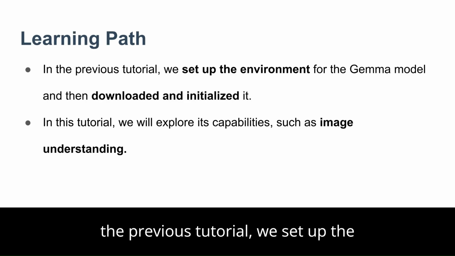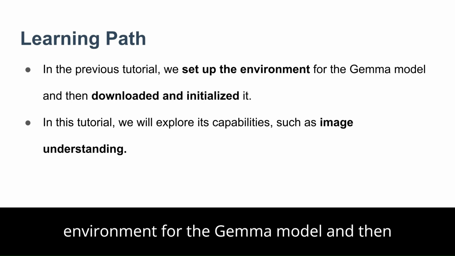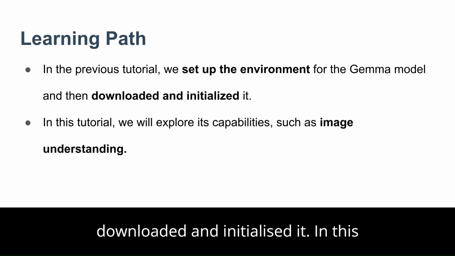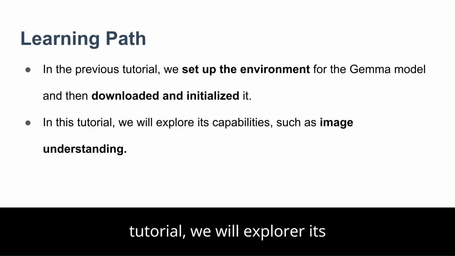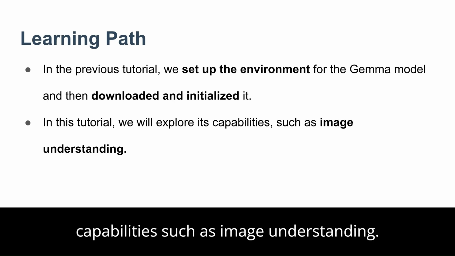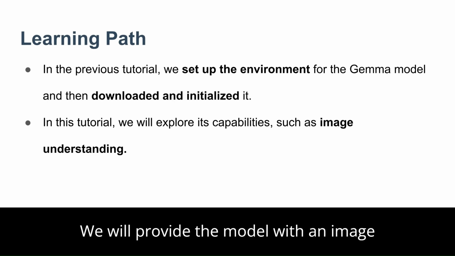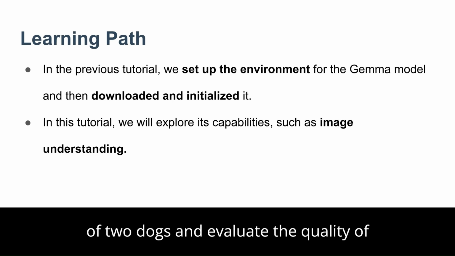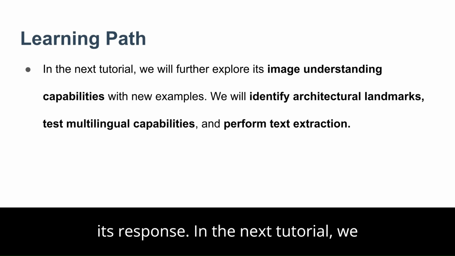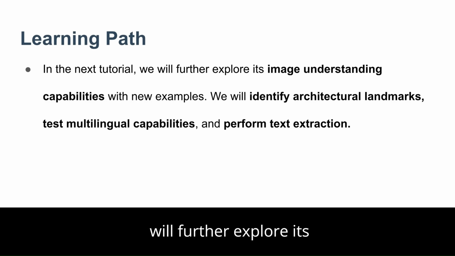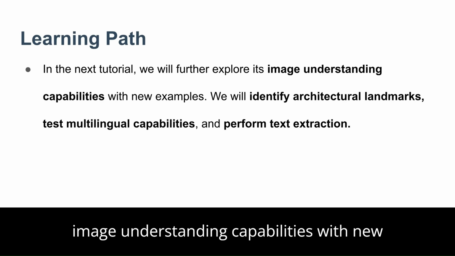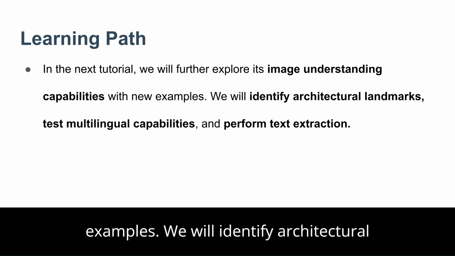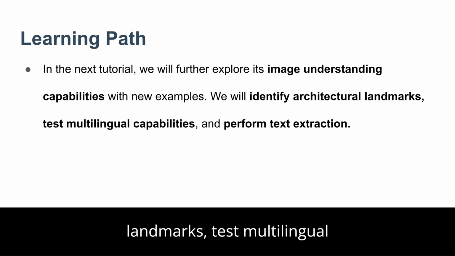In the previous tutorial, we set up the environment for the Gemma model and then downloaded and initialized it. In this tutorial, we will explore its capabilities, such as image understanding. We will provide the model with an image of two dogs and evaluate the quality of its response. In the next tutorial, we will further explore its image understanding capabilities with new examples. We will identify architectural landmarks, test multilingual capabilities, and perform text extraction.